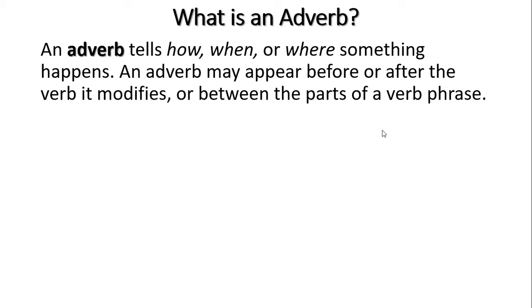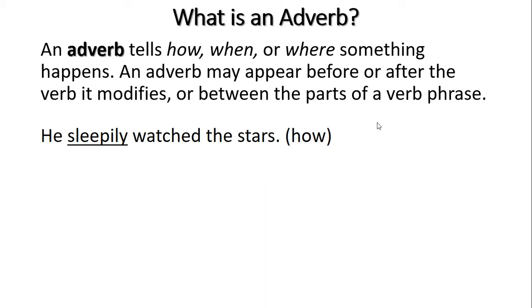So I know this seems like a lot. I'm going to give you a couple examples of what I'm talking about. Here's our first example. He sleepily watched the stars. Now, if I were to eliminate this underlined word, my sentence would be, he watched the stars. But notice that this word sleepily tells us how did he watch the stars. Well, he watched them sleepily. And you'll notice that this word sleepily is an adverb, and it's right before the word that it modifies. So, he sleepily watched the stars.